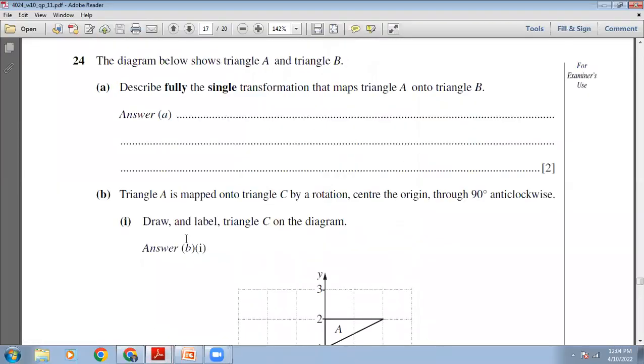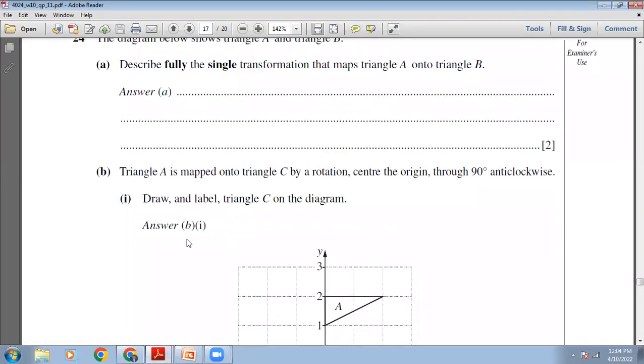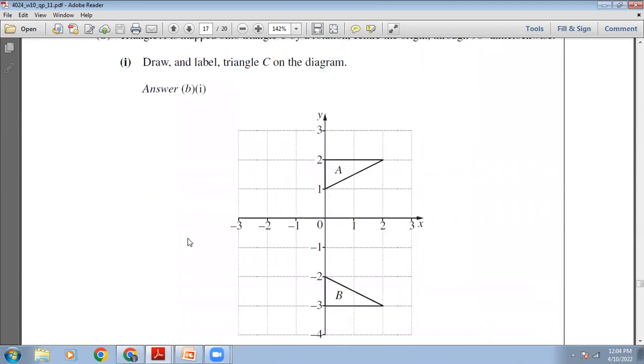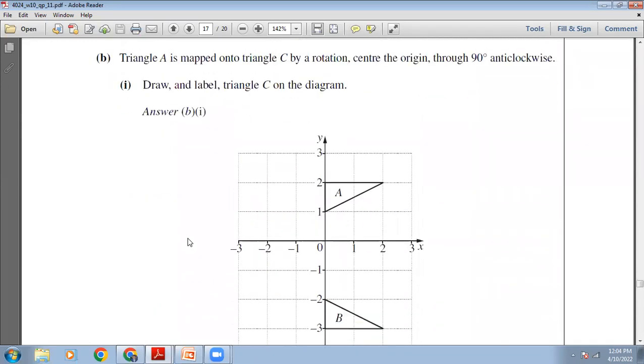So I have done the B second part first, but there was also a B first part. Okay, let's do that. Triangle A is mapped onto triangle C by a rotation, center the origin, through 90 degrees anti-clockwise. Draw and label the triangle C on the diagram.